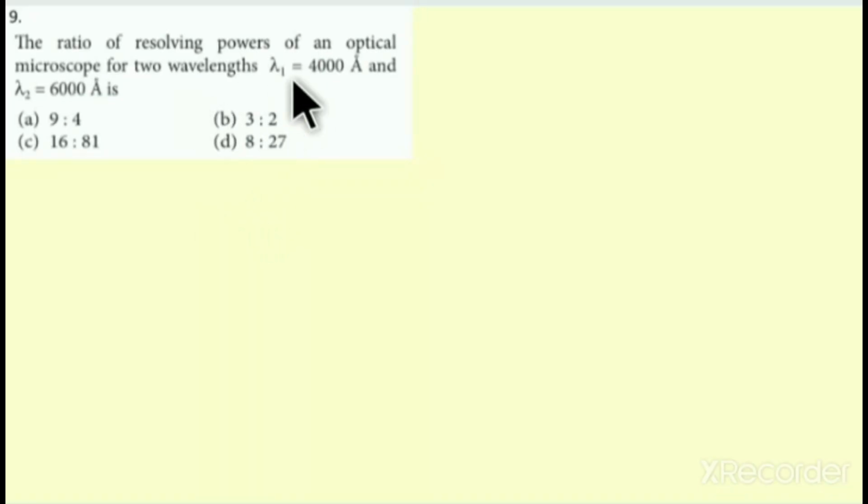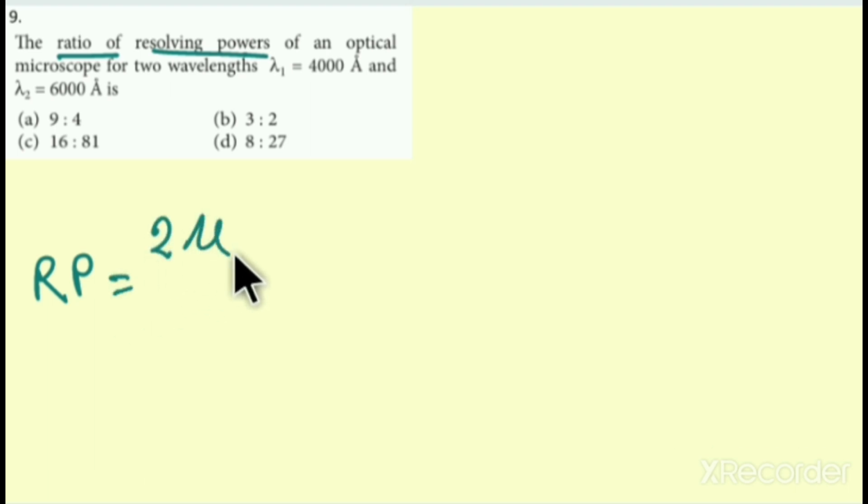The question asked to find out the ratio of resolving power. The ratio, which is a very simple problem. We know the resolving power of a microscope is given by 2 mu sine theta by lambda, where mu is the refractive index of the medium and lambda is the wavelength.